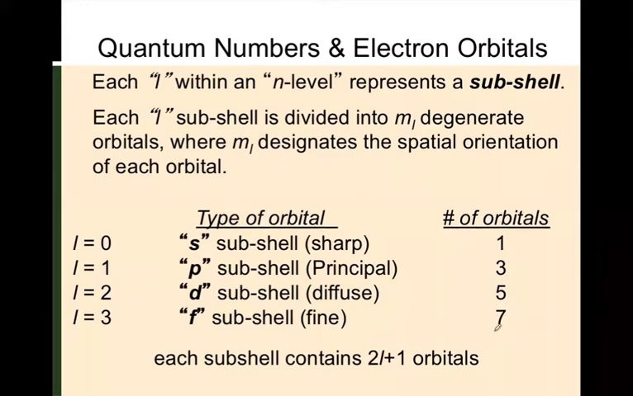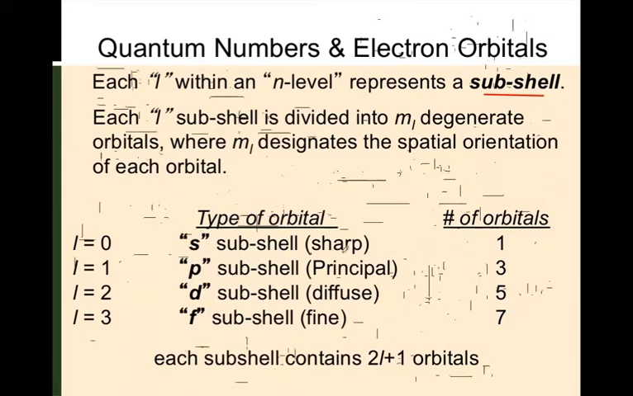So each L within an N level represents a subshell. And each L subshell is divided into ML degenerate orbitals, where ML designates the spatial orientation of each orbital. So we have letters that we can assign to these. So when L is equal to 0, this is the S subshell or S type orbital.